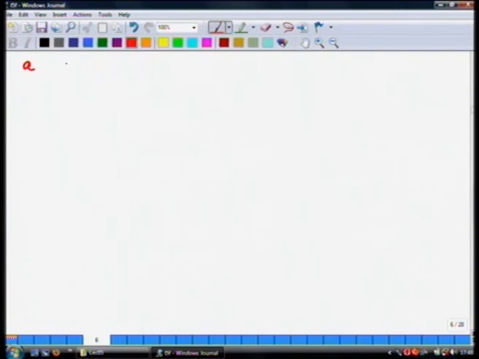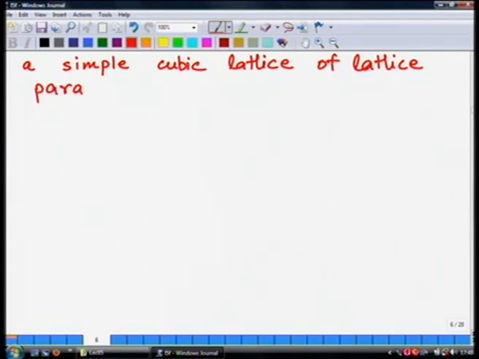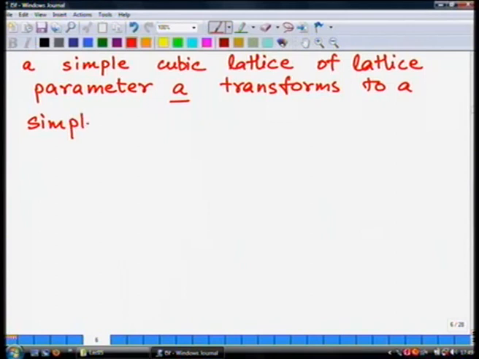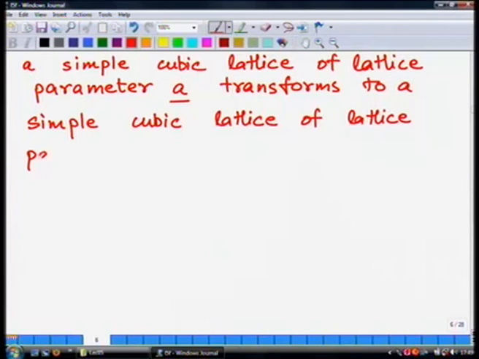So, the statement I make is that a simple cubic lattice of lattice parameter A transforms to a simple cubic lattice of lattice parameter 2 pi by A in reciprocal space.